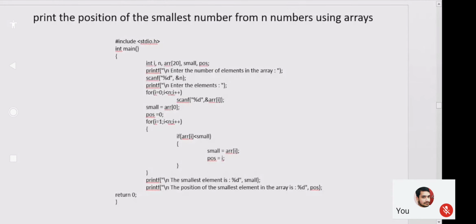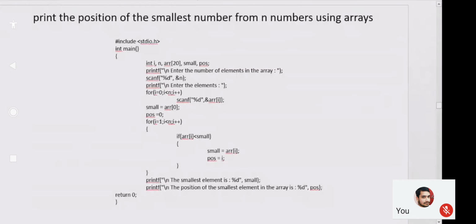POS, the initial value of POS is equal to 0. Next, what will we do? We will write a loop that will iterate from here to last, and it will compare this with this first. So here this is 5 and this is 9. So come here, ARR[I]. The initial value of I is 1. So ARR[1] means 9. Is 9 less than 5?